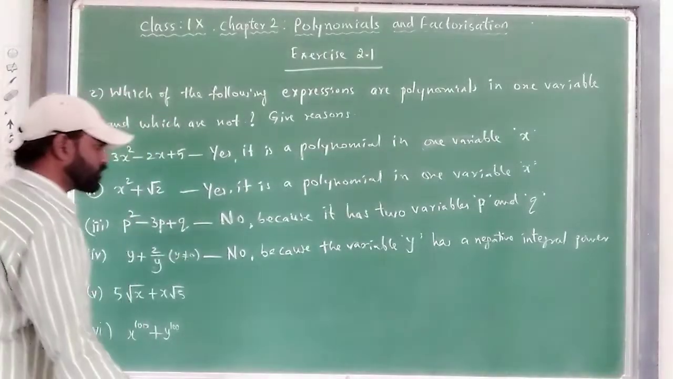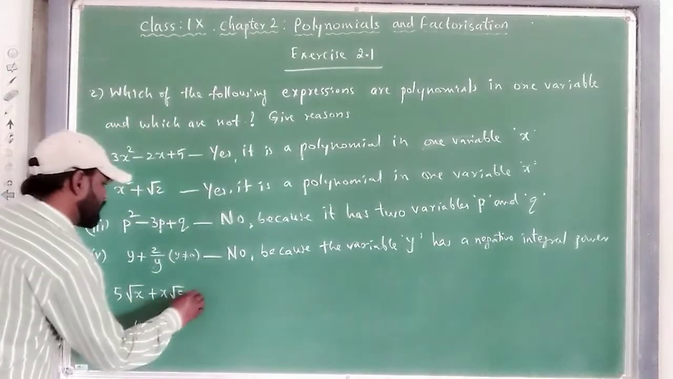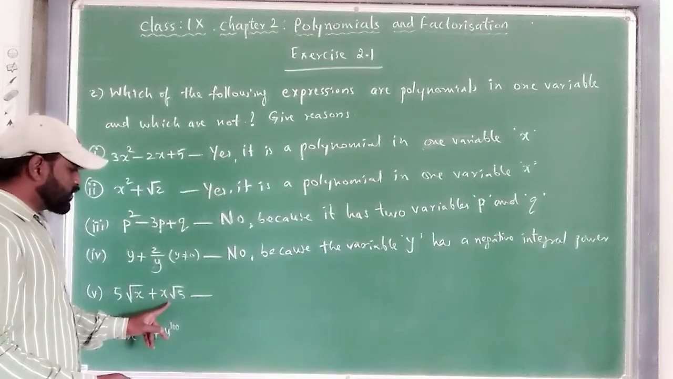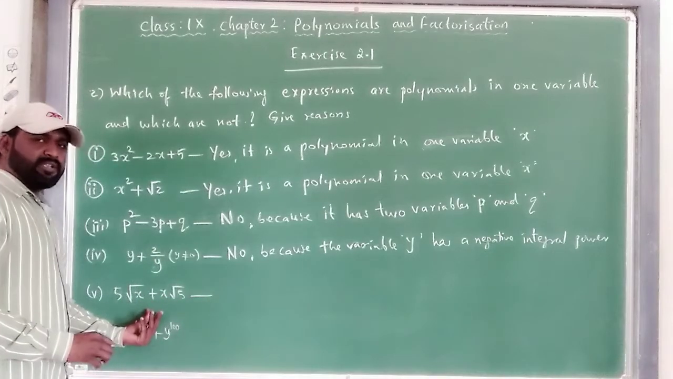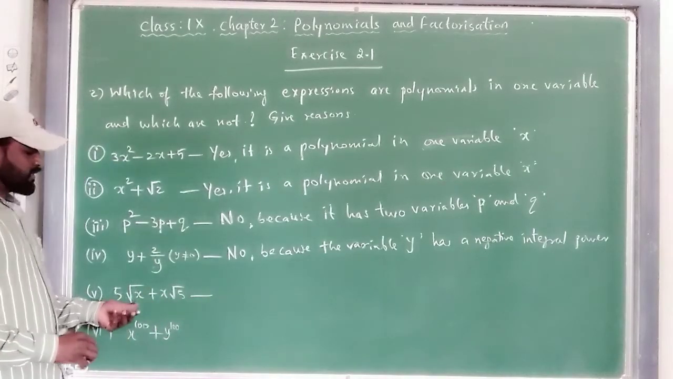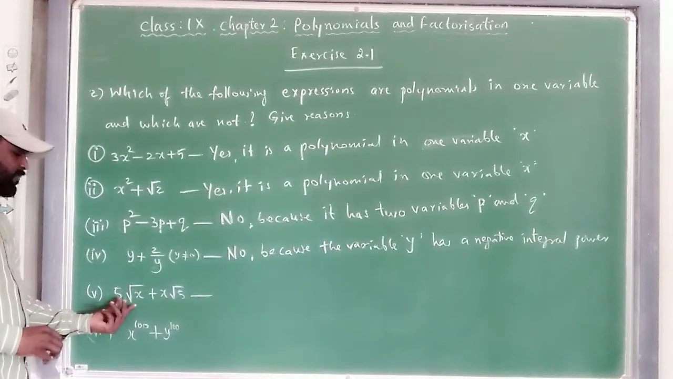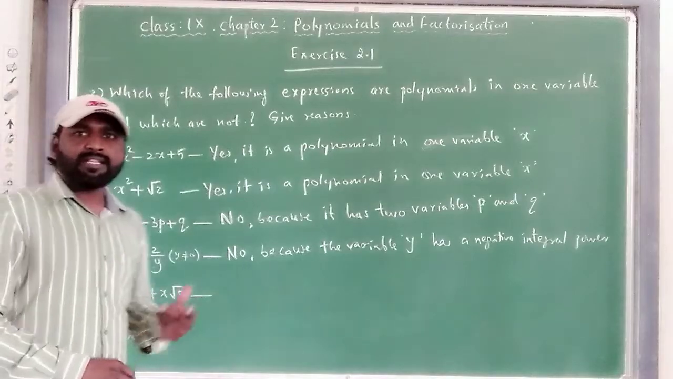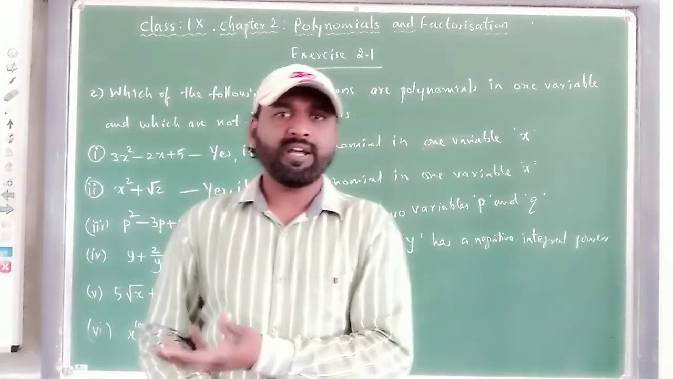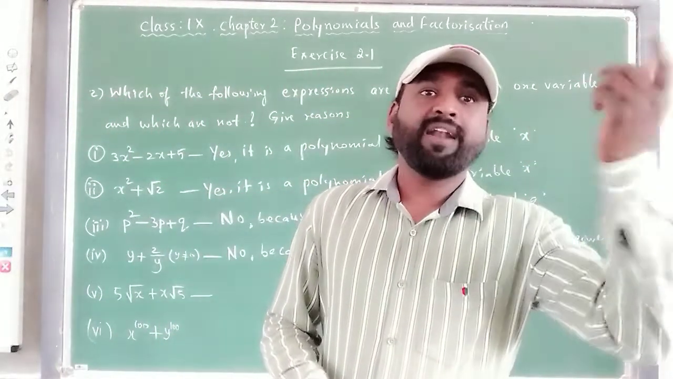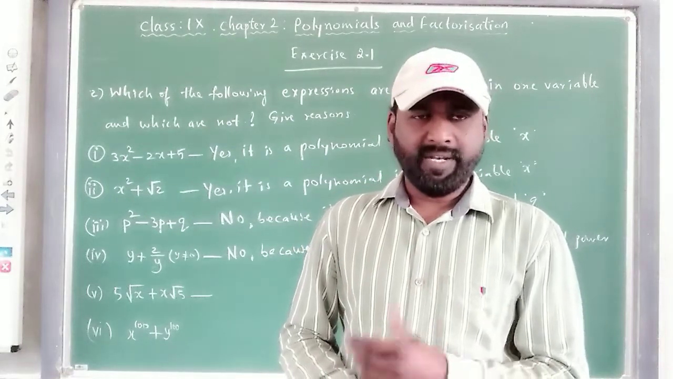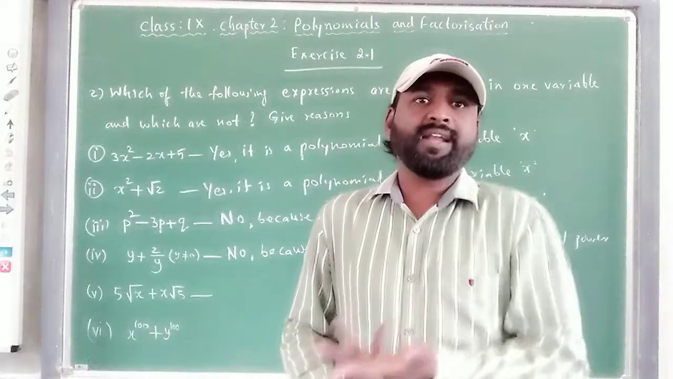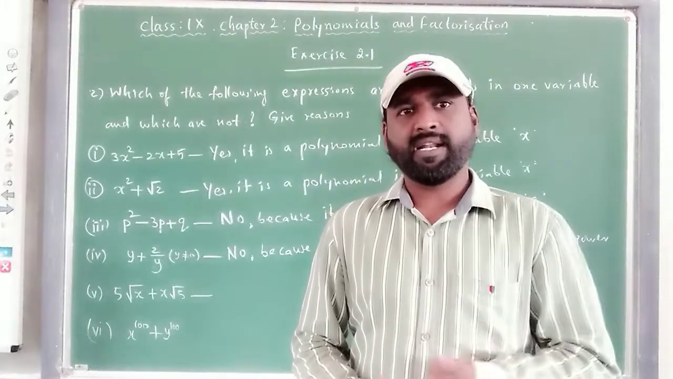First of all. Next, find square root of x plus x into square root of 5. Of course, there is only one variable, here also x, here also x. But in the first term, the variable x is inside the square root. Inside the square root means the exponent of that x will be 1 by 2. Root x can be written as x to the power of 1 by 2. That 1 by 2 is not an integer.